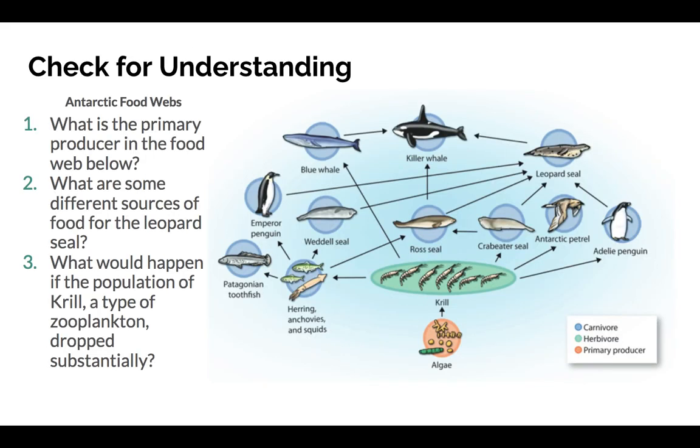So our first check for understanding, we're looking at a food web. So 1, what is the primary producer? 2, what are some different sources of food for the leopard seal? And 3, what would happen if the population of krill drops substantially? So examine this food web, pause here, and try to answer these yourself.